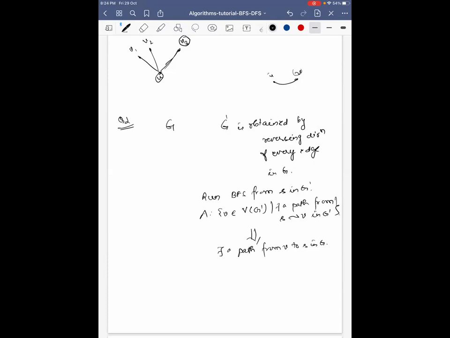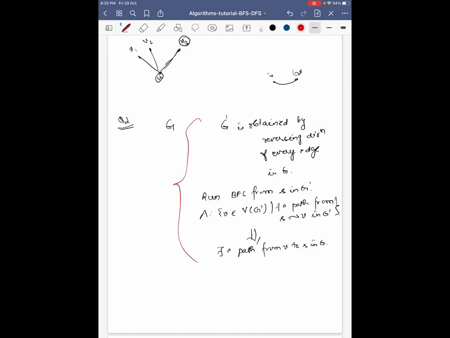Otherwise, you will need some extra overhead, of course. Is this clear to everyone? But the main idea is this. That's the important point. Okay. Is it clear to everyone?